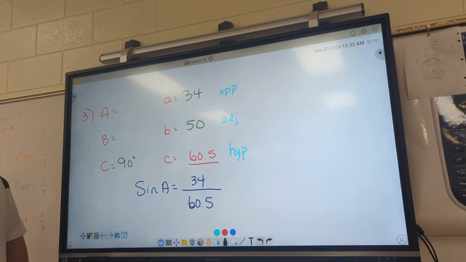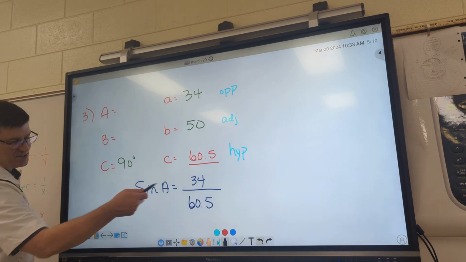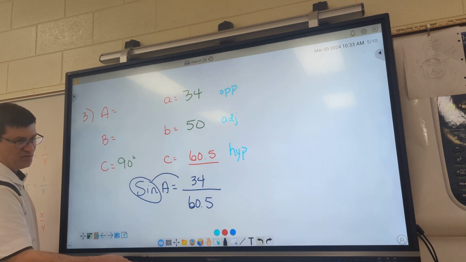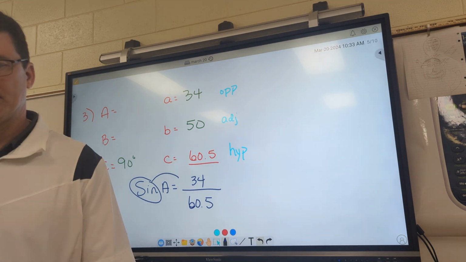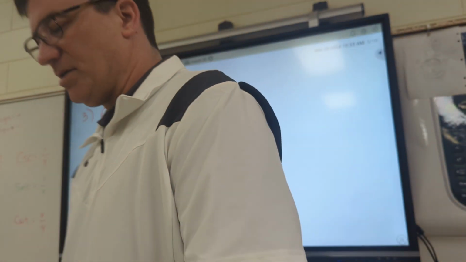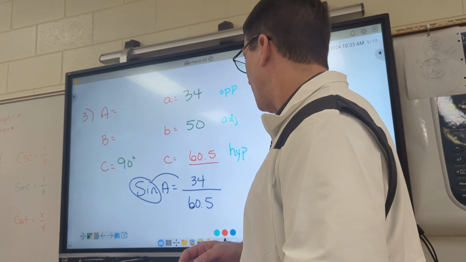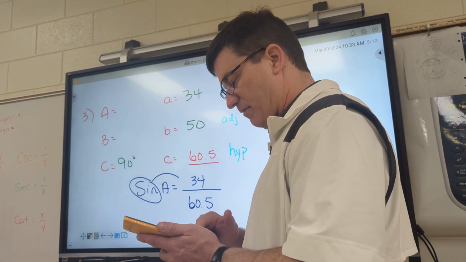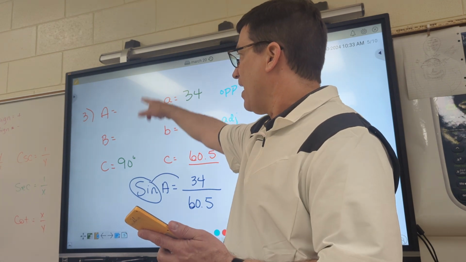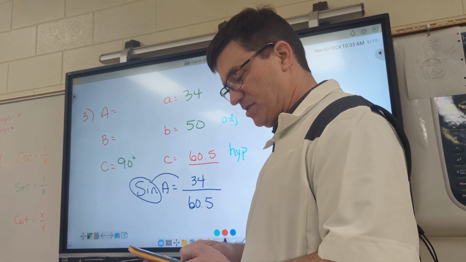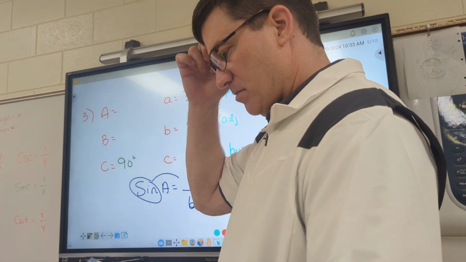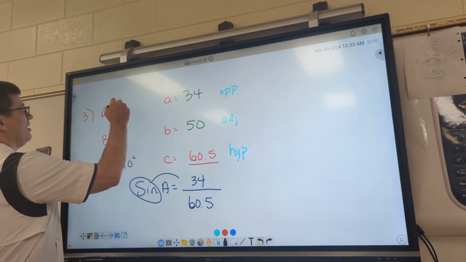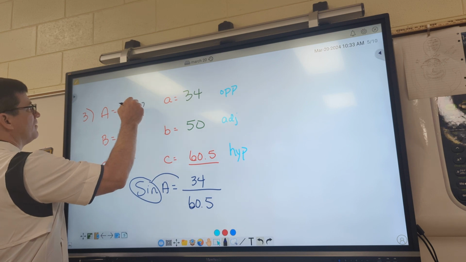All right, so when it's written this way, and remember, you have to show me that step, you got to separate the sine from the A. What happens to the sine when you move it over? Sine negative 1. So let's type it in. Sine negative 1, 34 over 60.5. And since we're finding an angle, we have to put it in degrees and minutes. 34, 12. For A, 34, 12.